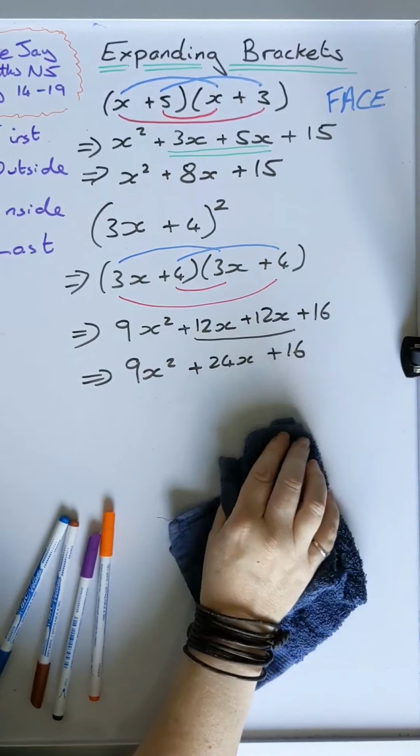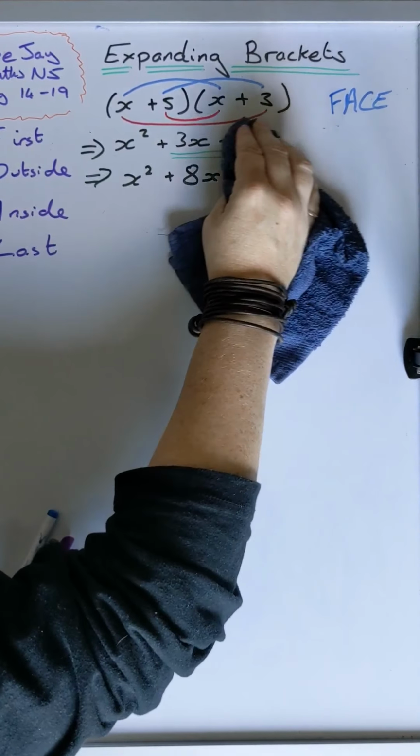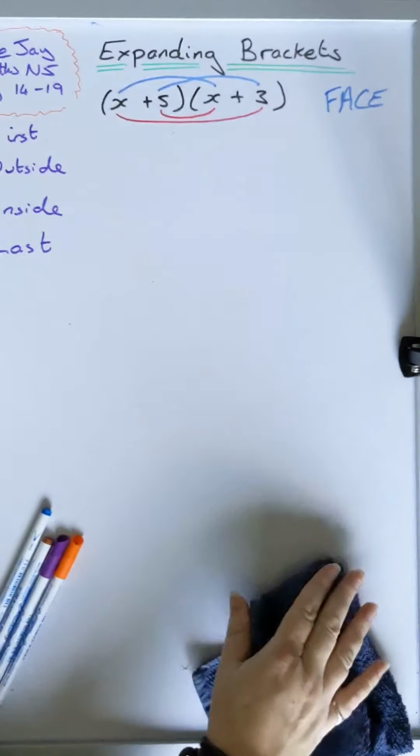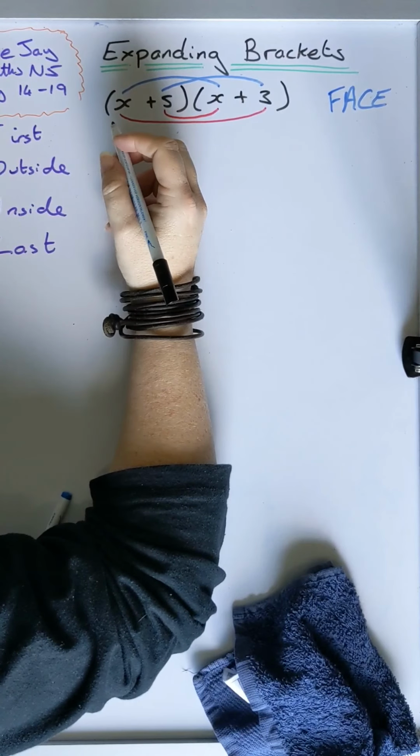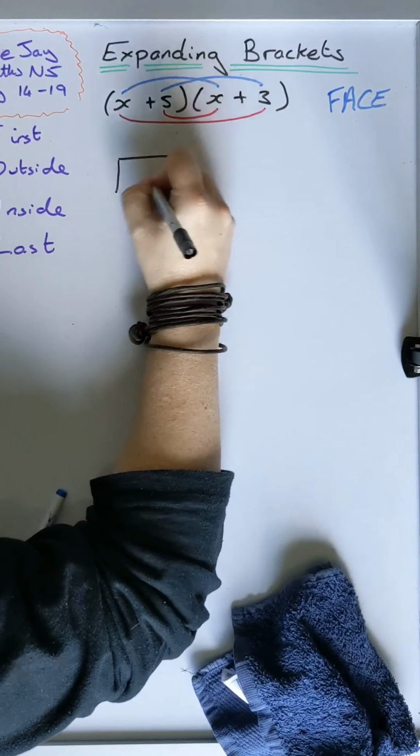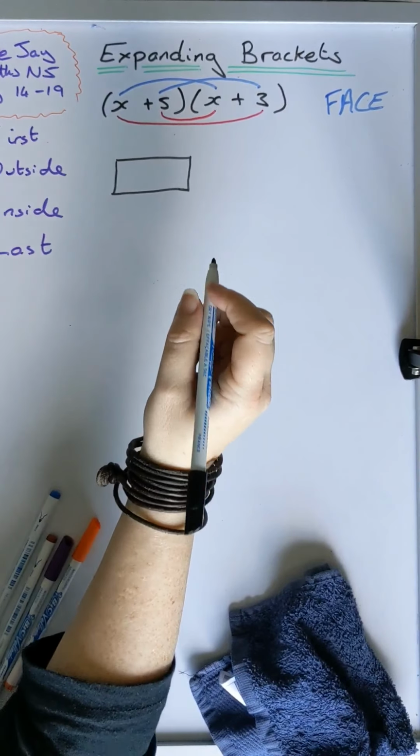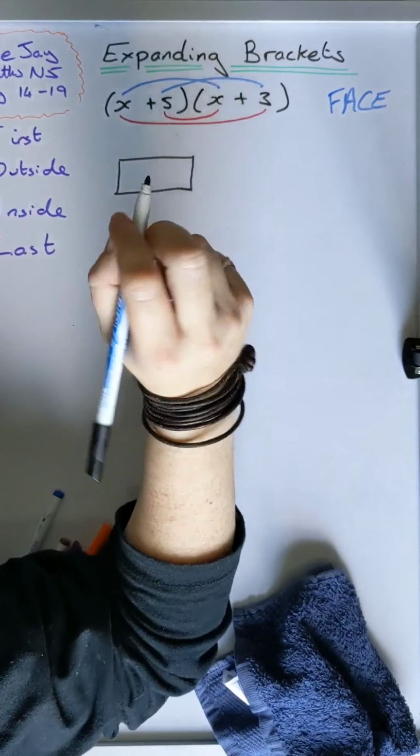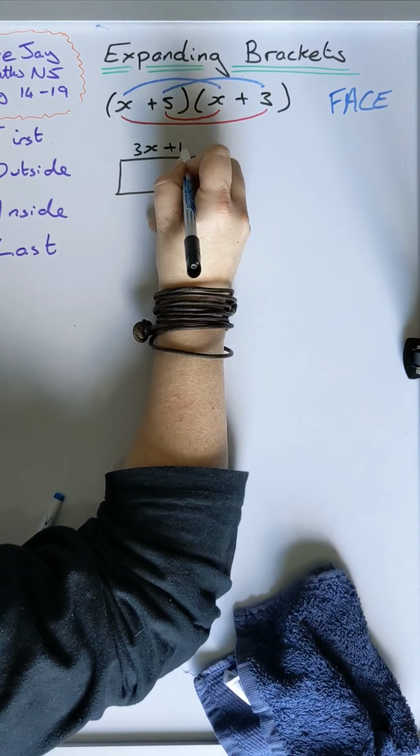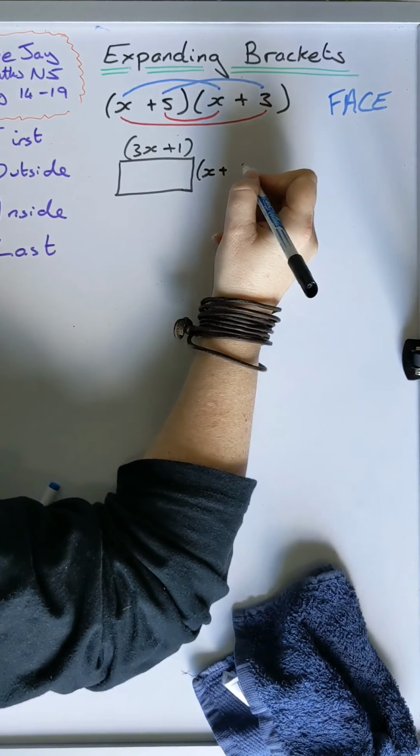Now, I want to show you what this means and how it's useful. So I'm going to take this off. I'll leave the little face up the top to remind you. So if I have a rectangle, and what I've got is sides of 3x plus 1 and x plus 5.